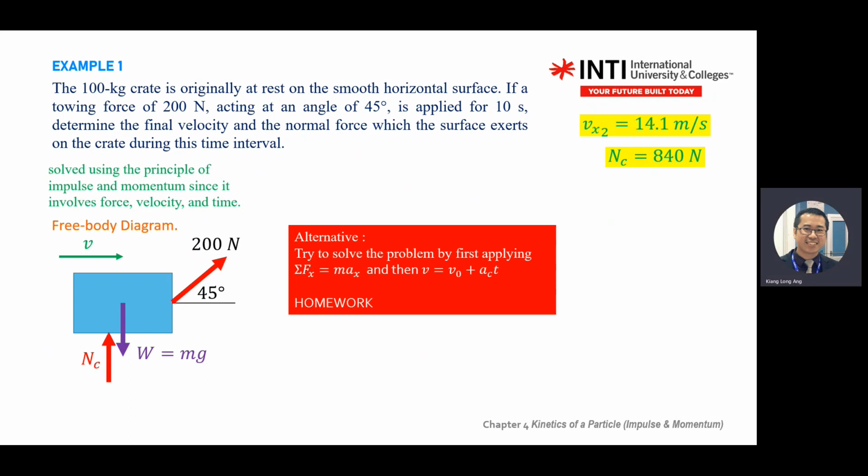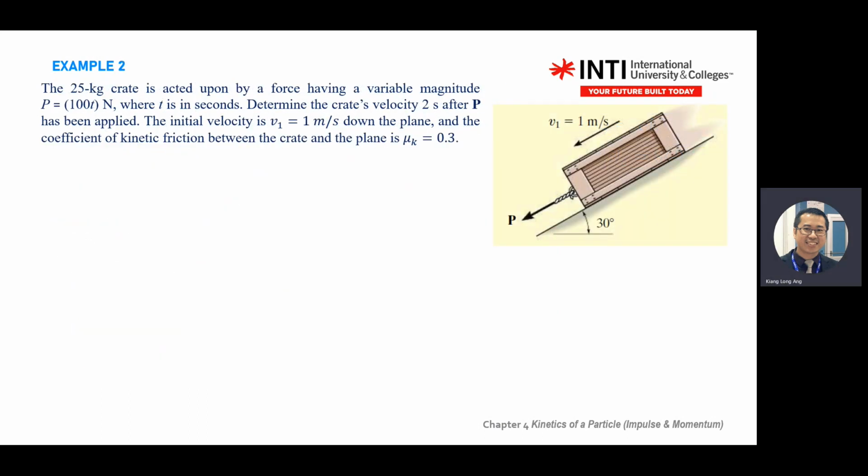You can use the same one, same question, by going back to chapter 1 or chapter 2, F equals ma. You can still do the same. You can still get the same answer. Chapter 2, F equals ma plus the motion equation, you'll still get the same answer.